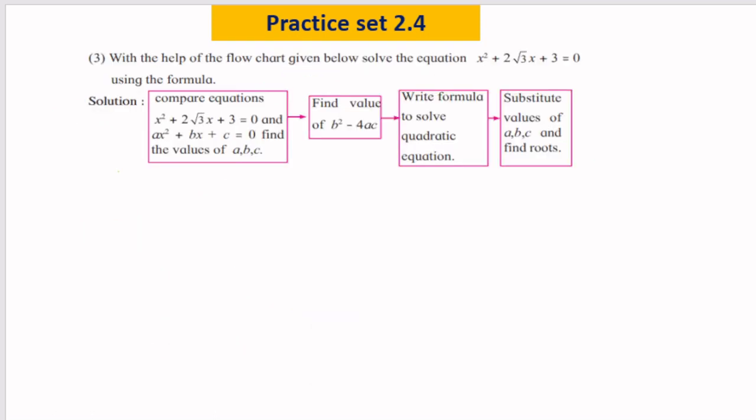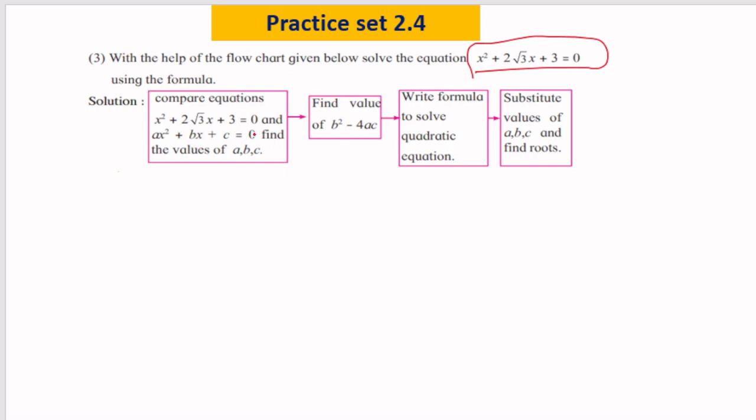The last question of this particular practice set is just an explanation of what we have done as of now. It's very easy. It's written: with the help of the flowchart given below, solve the equation x² + 2√3x + 3 = 0. So they have given the steps. Oh, how smart they are. The main steps they have given in the end.